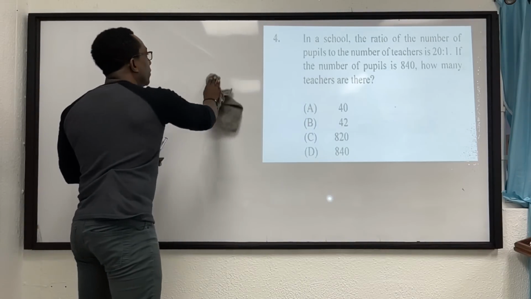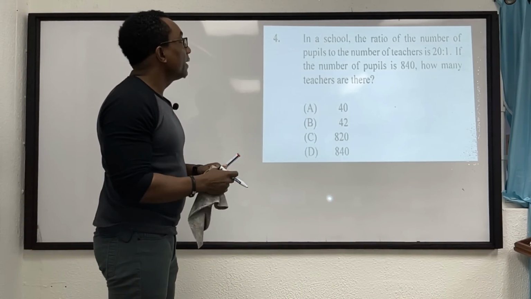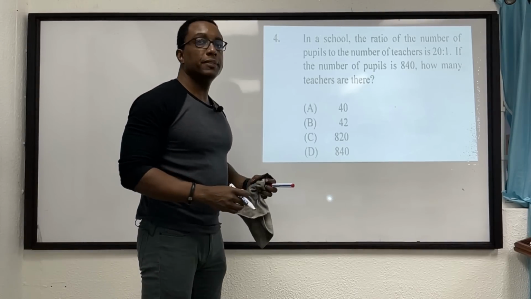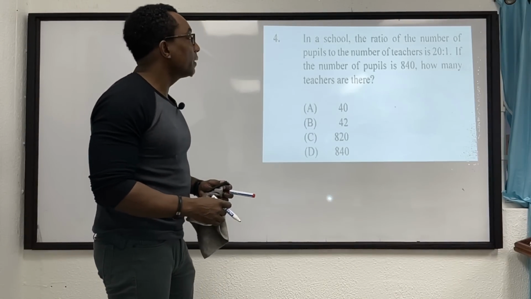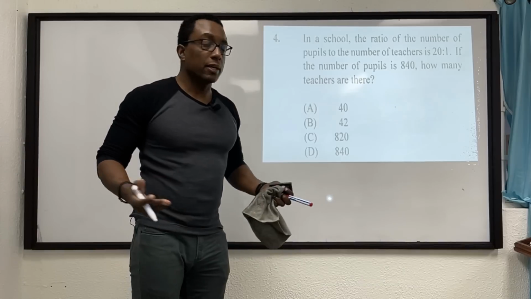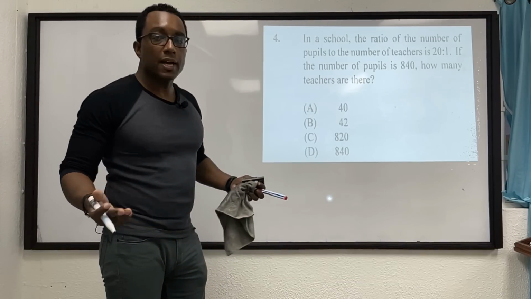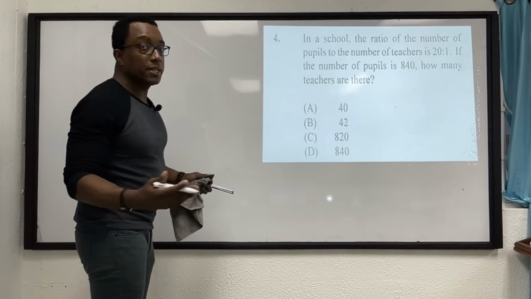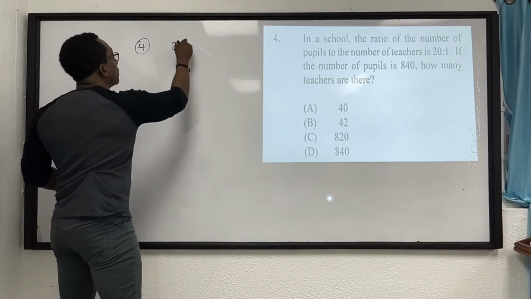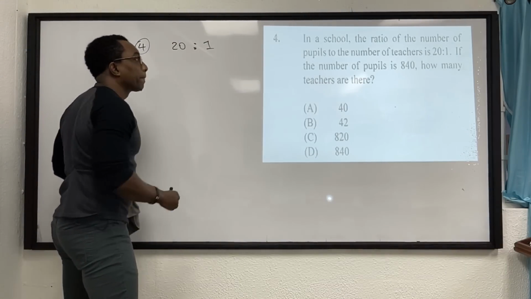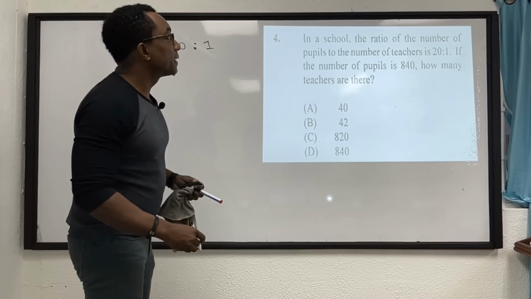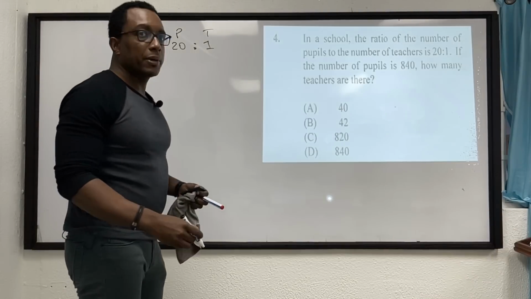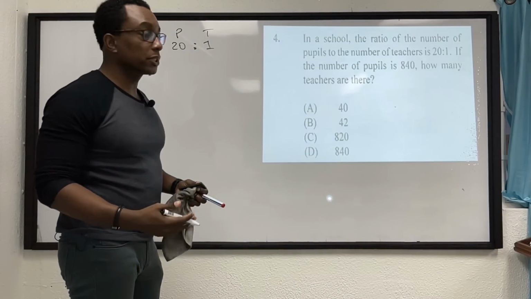So question 4. In a school, the ratio of the number of pupils to the number of teachers is 20 to 1. If the number of pupils is 840, how many teachers are there? So for question 4, this is a ratio question. We have this ratio, 20 to 1. Of course, 20 will represent your pupils and 1 represents teachers. And with the ratios, we want to create a proportional relationship.